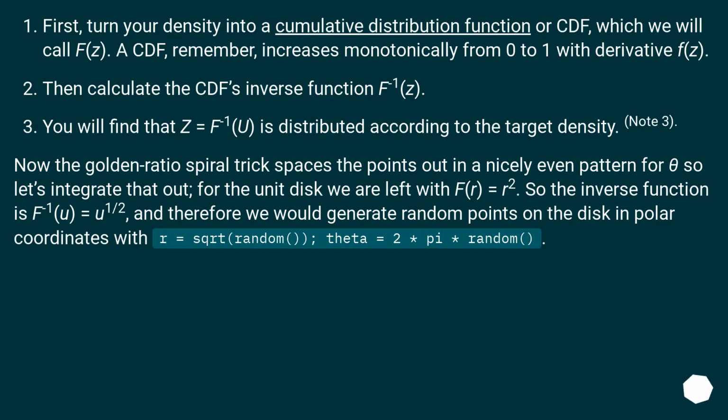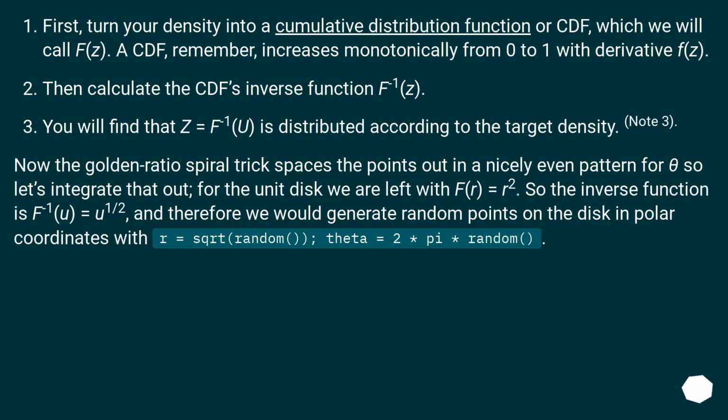First, turn your density into a cumulative distribution function, or CDF, which we will call F(z). A CDF, remember, increases monotonically from 0 to 1 with derivative f(z). Then calculate the CDF's inverse function F^-1(z). You will find that Z equals F^-1(U) is distributed according to the target density.